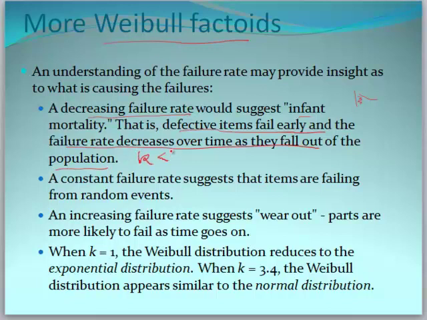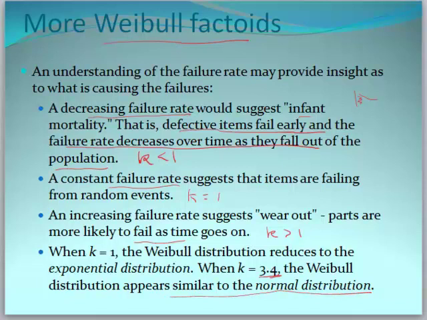A constant failure rate suggests that the items are failing from random events. So that's like k is equal to 1. And if it increases over time, then k is greater than 1, and that suggests that parts are more likely to fail, they're wearing out as time goes on. So again, exponential distribution when k is equal to 1, and when k is equal to 3.4, actually, this distribution becomes very similar to that of the normal distribution.